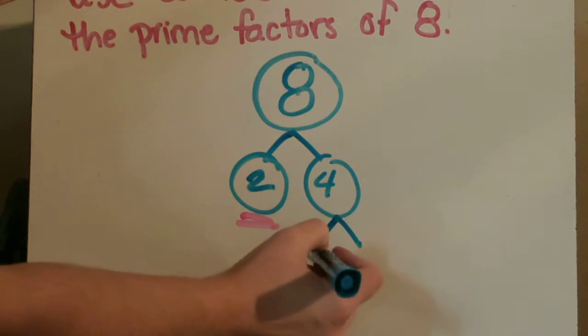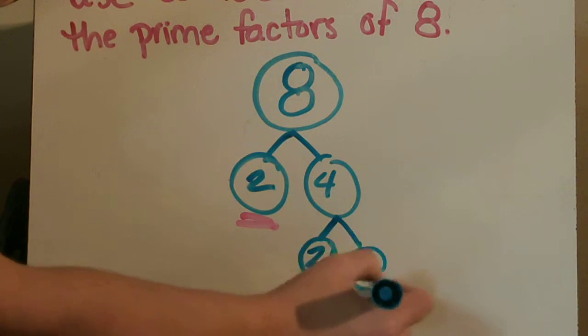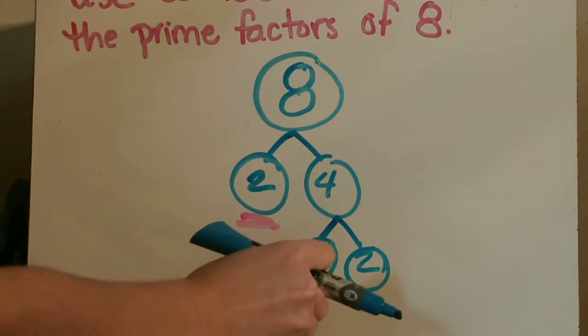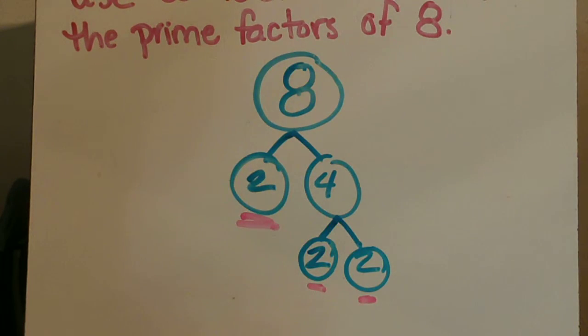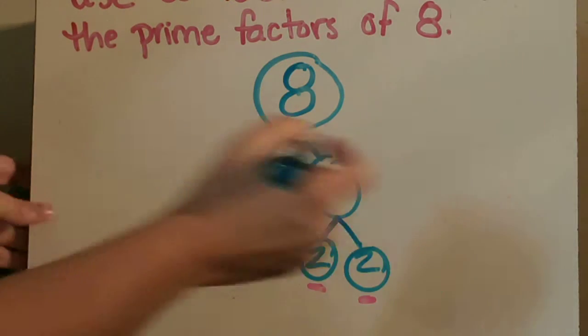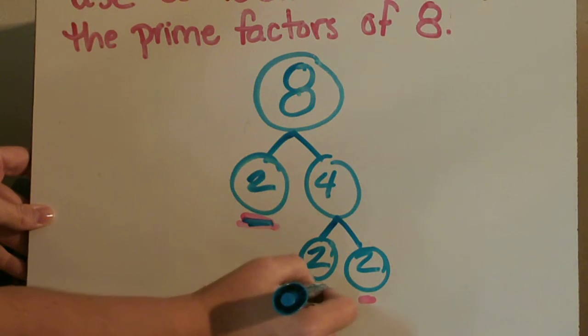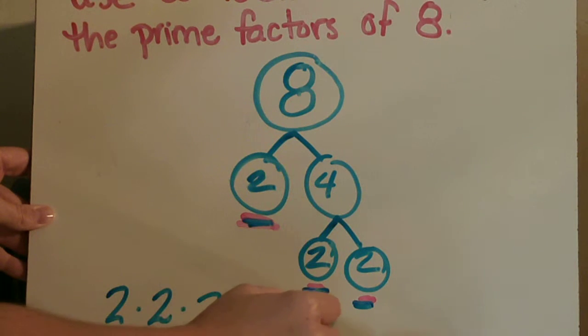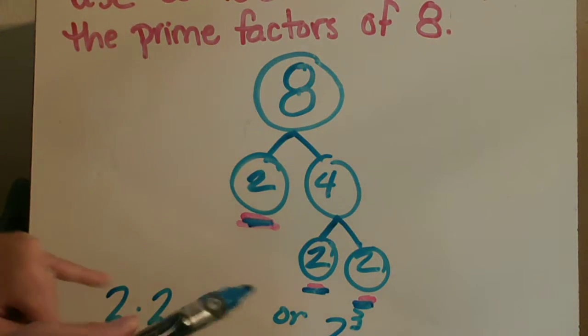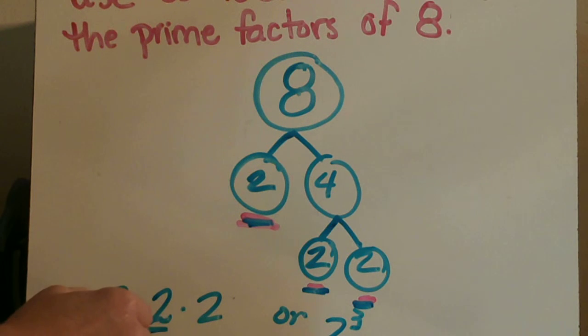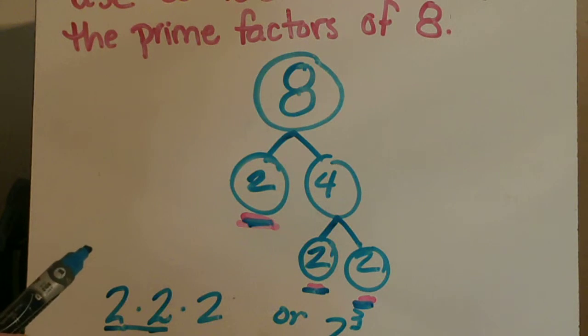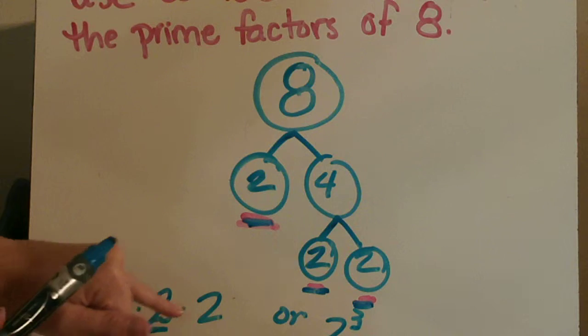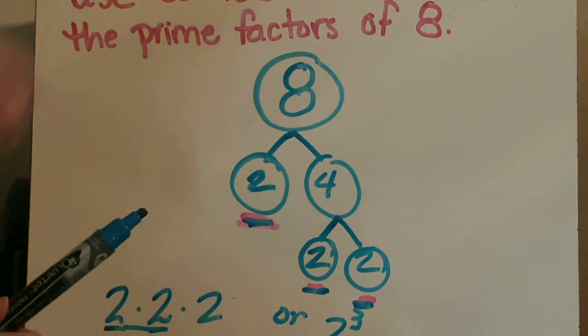And 4 is 2 times 2. 2 is a prime number, and 2 is a prime number, so my tree stops. So the prime factors of 8 are 2 times 2 times 2, or 2 cubed. If we look here, 2 times 2 is 4, and 4 times 2 is 8. So the prime factors of 8 are 2 times 2 times 2, or 2 cubed.